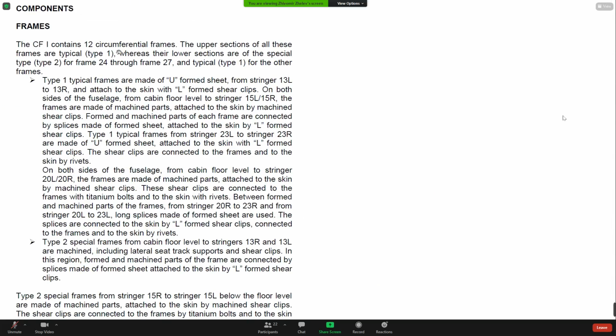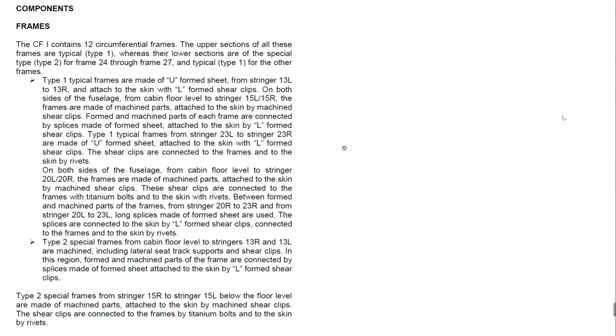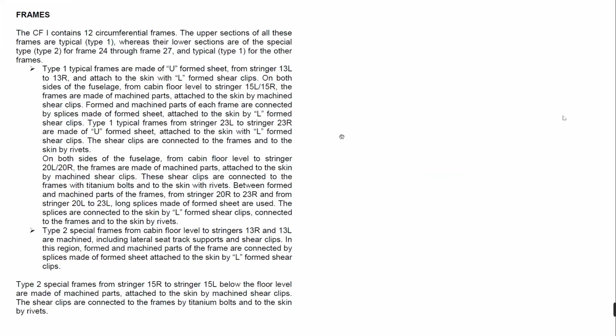circumferential frames on center fuselage 1, and there are two different types of frames: typical frames, type 1, and type 2 special frames. And now I'm going to explain in a simple way why we have this difference: typical and special frames. The typical frames are made of U-formed sheet, and the special frames here are machined, including lateral C-track support and shear clips.